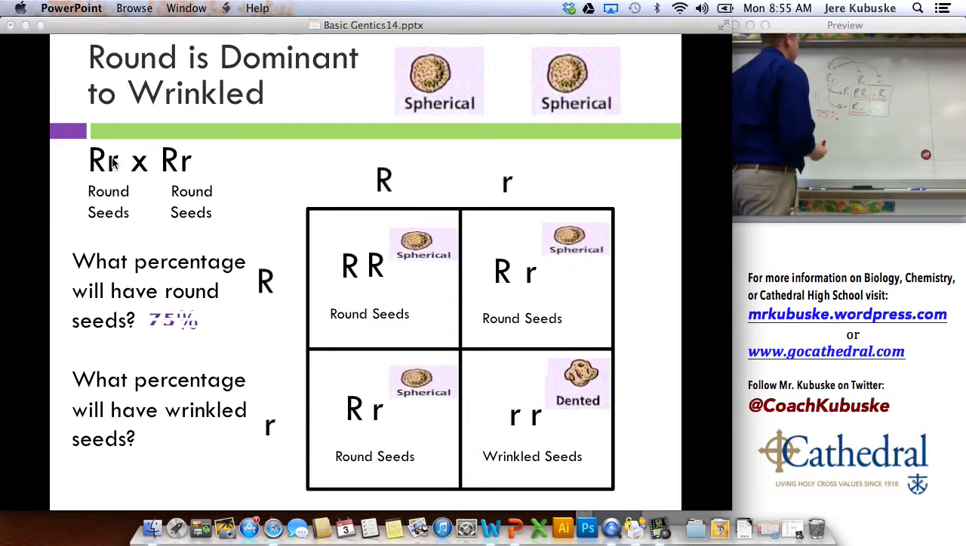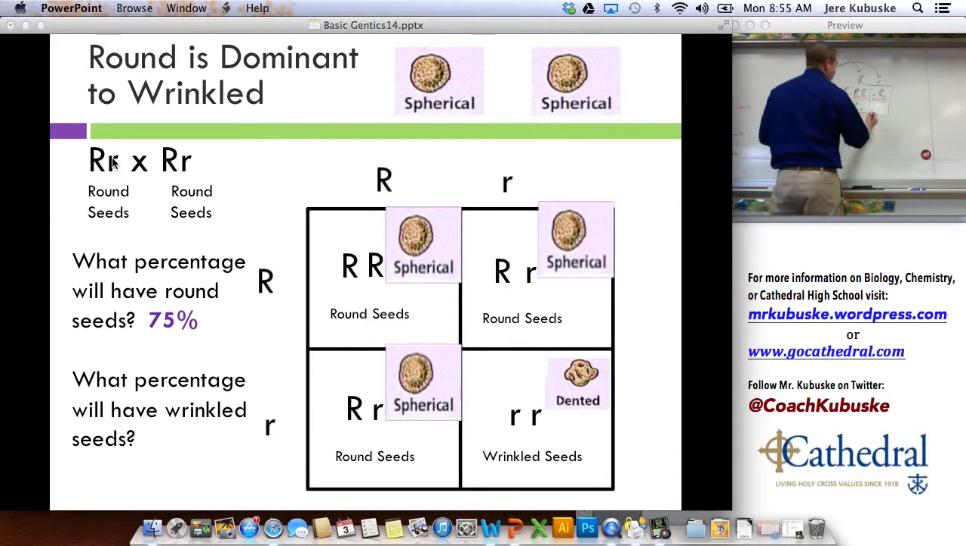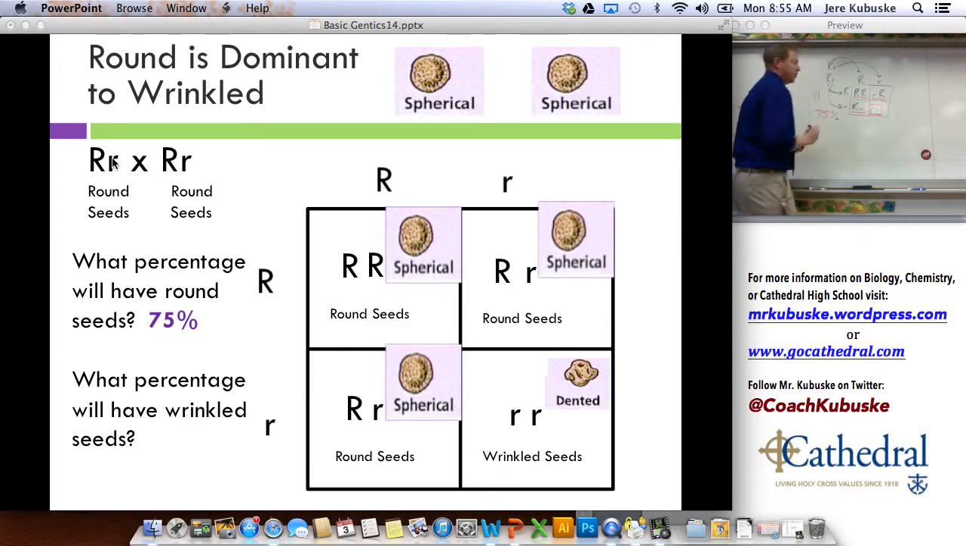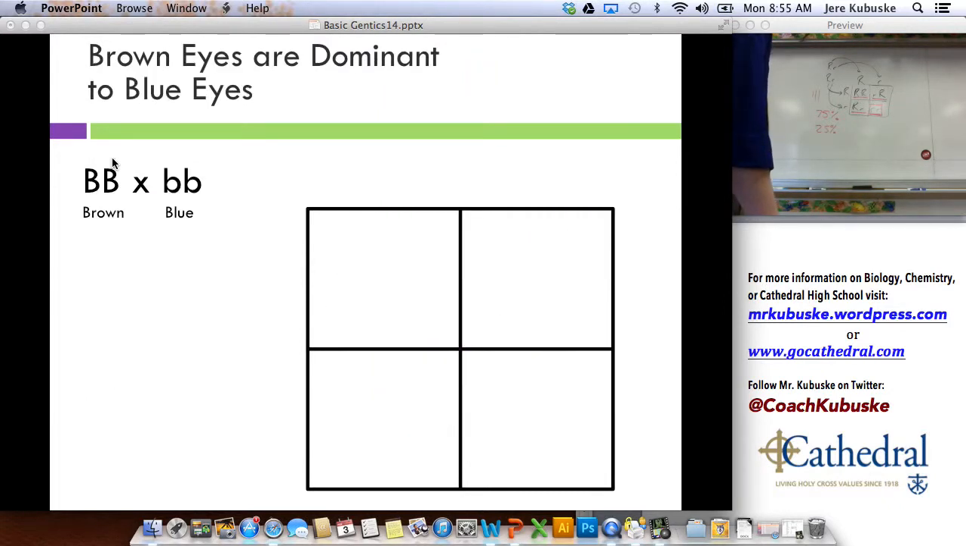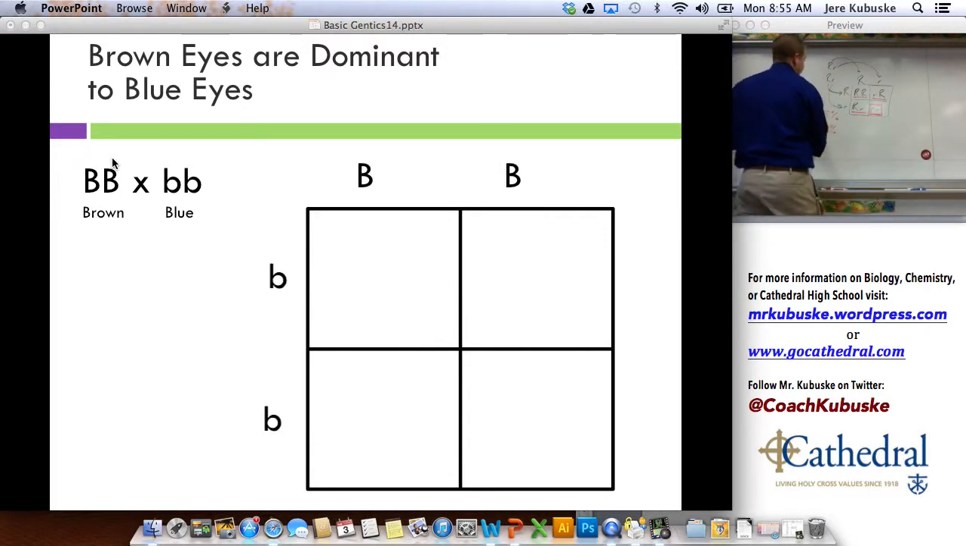So what's the chance that my offspring will be wrinkled seed? The only way they can be wrinkled is if they have 2 lowercase r's, 2 little r's, and there's only 1 out of 4 boxes for that, so that would be 25%. You can always check your work because the percentages should add up to 100% if you do it correctly. Take a second while I erase this. See if you can do the brown eye, blue eye example.